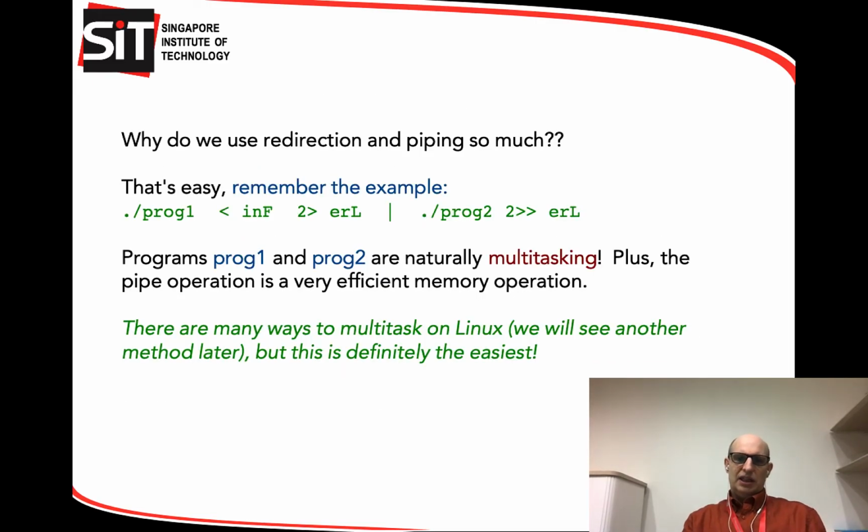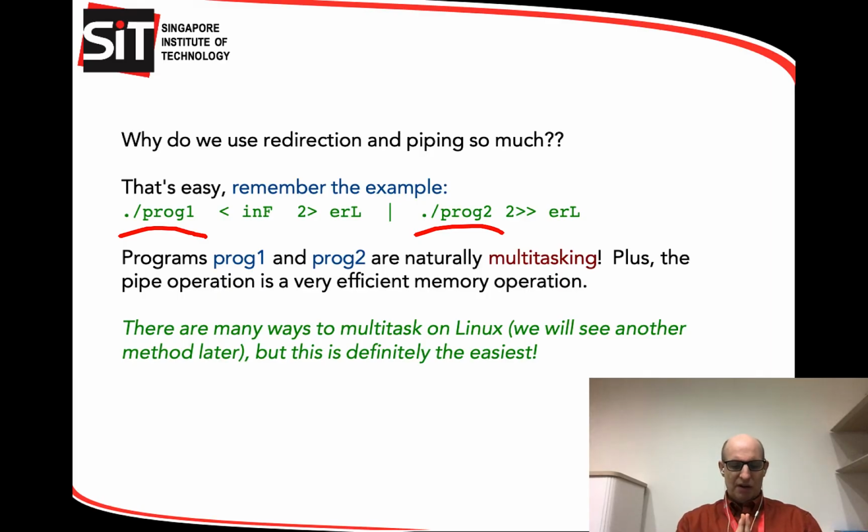Why do we do this? There are many reasons. It makes life a lot easier in practice, but it's also extremely efficient. Okay? And we saw this example that was shown with the two bubbles earlier. It's running program 1 and program 2. A really important thing here is that program 1 and program 2 are multitasking. They're running simultaneously. There are lots of ways to multitask on Linux, but this is probably the easiest.